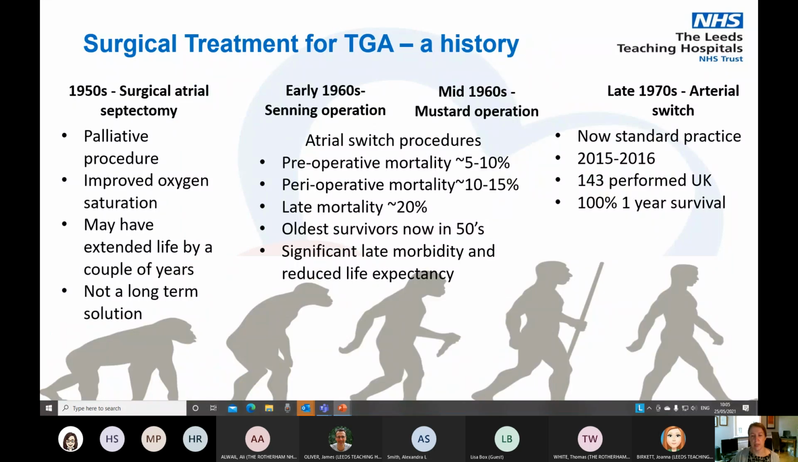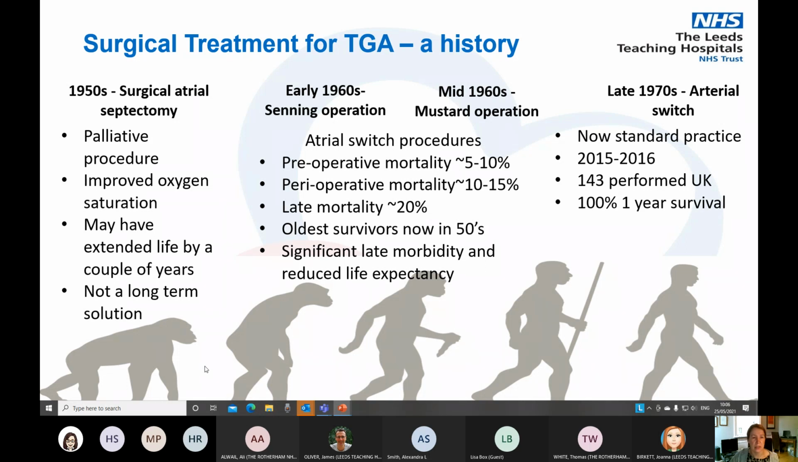So I really like the history of the surgical treatment for transposition. And I think it's quite interesting for those of you in the audience who are as old as I am or older, no names mentioned, to put yourself in this kind of timeline and see where you would have been had you been born with transposition. So it's a great history.